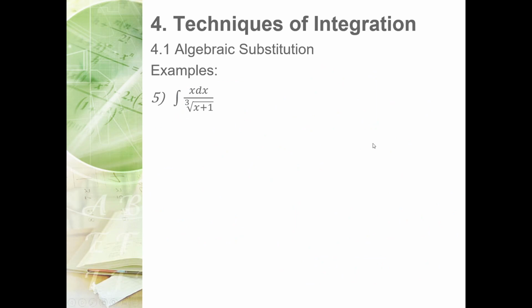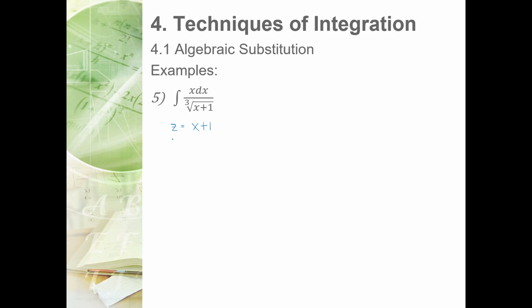Okay, so let's go to this example. The integral of x dx over the cube root of x plus 1. If we're going to let z, let's try different methods. Let's say z is x plus 1. Let's try not eliminating the radical expression first, and see what comes out.